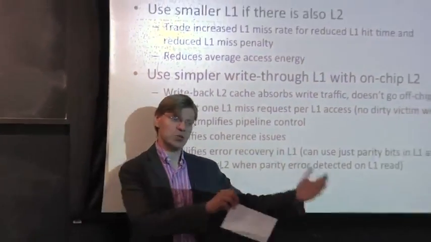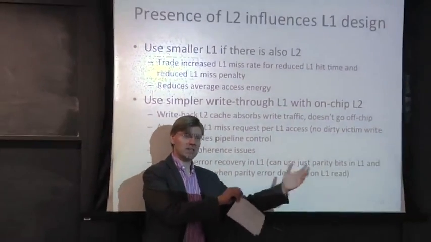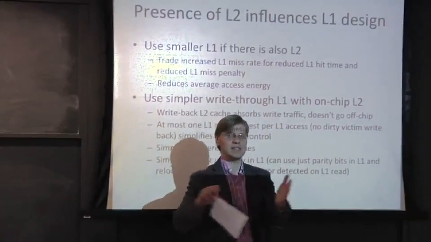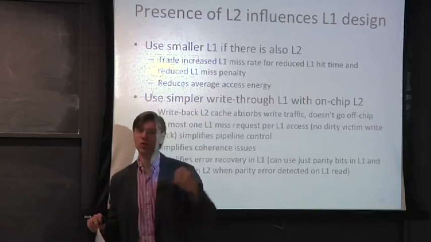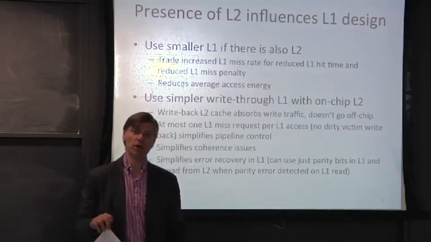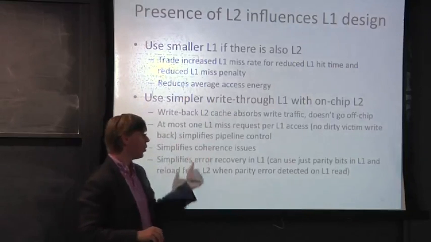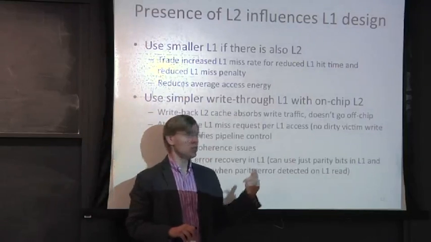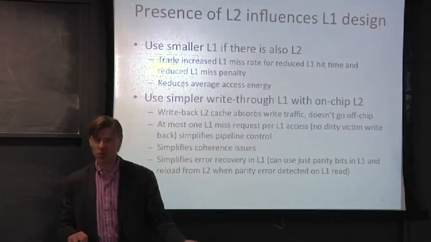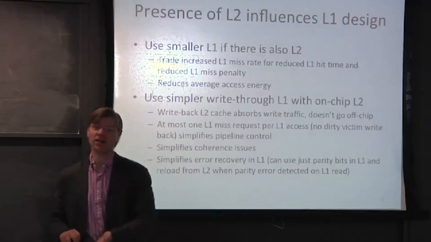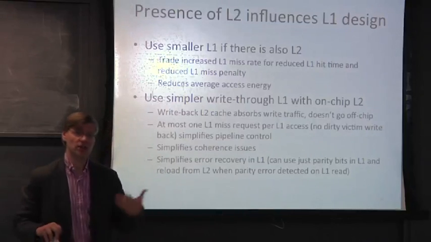So you can take complexity and push it from the level 1 into the level 2. Now, you're still going to have to figure out how to do invalidations in the level 1. But before, when you actually had to do an invalidation, you could potentially have had dirty data, and you would have had to determine a victim, evict that line in the invalidation, and actually generate the eviction.